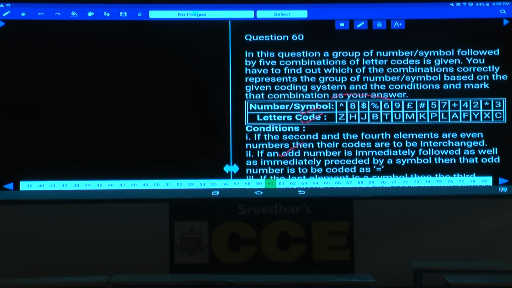Then question number 60 onwards. These questions are based on coding and decoding, condition based coding and decoding. What is the first condition here? If the second and the fourth elements are even numbers, then their codes are to be interchanged. Second is even, fourth is even, then interchange the codes of these two.